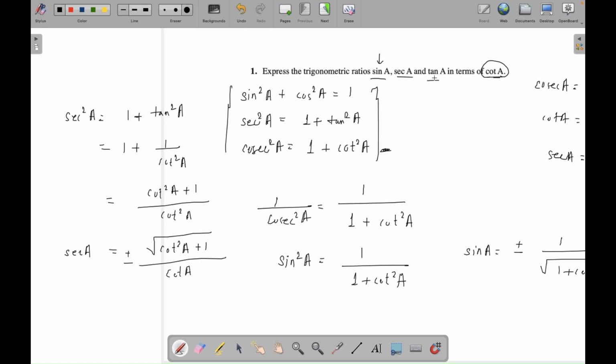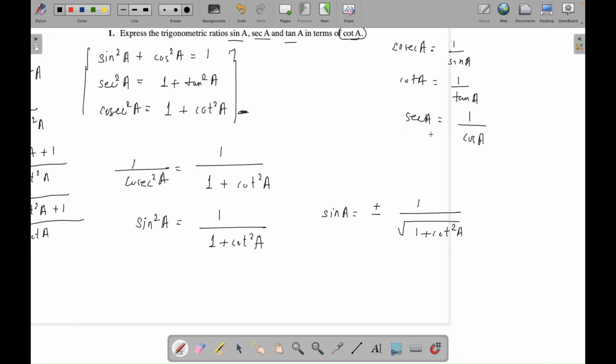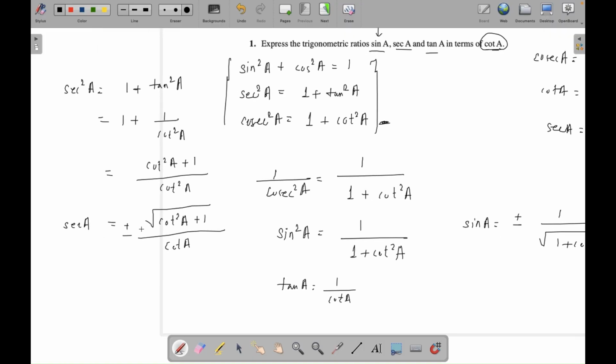Finally, we have tan A. So we can directly use the second relationship between cot A and tan A. So tan A is equal to 1 upon cot A. So sin A we wrote as plus minus 1 upon root over 1 plus cot square A. Sec A we wrote as this, and tan A we wrote as 1 upon cot A.